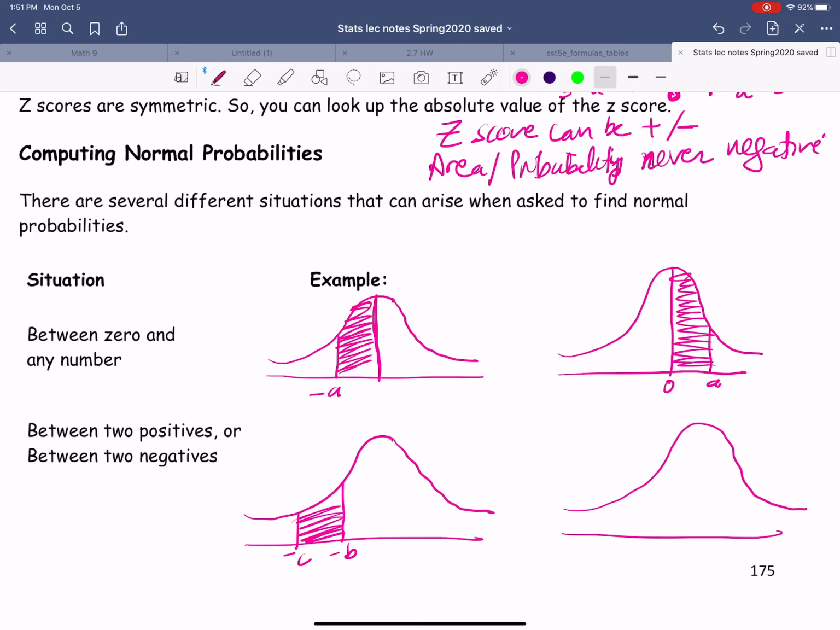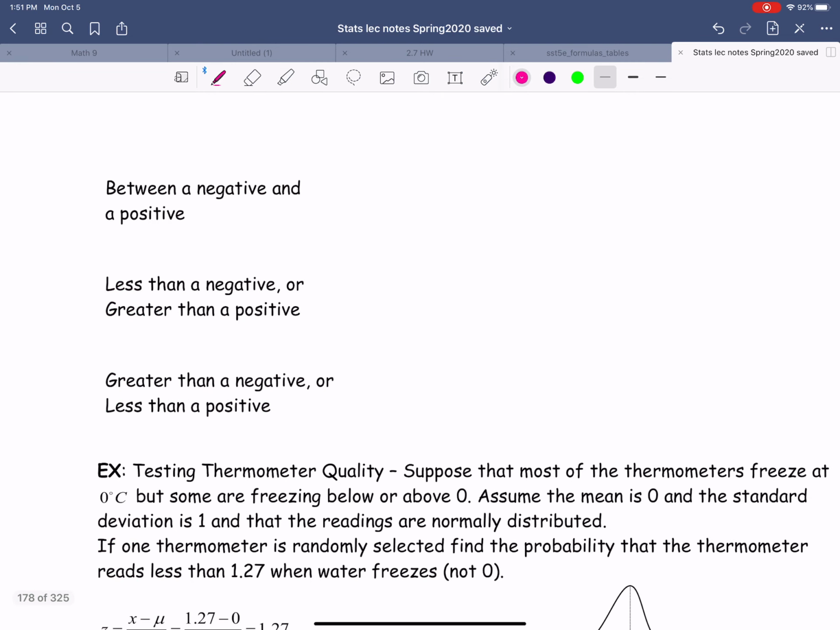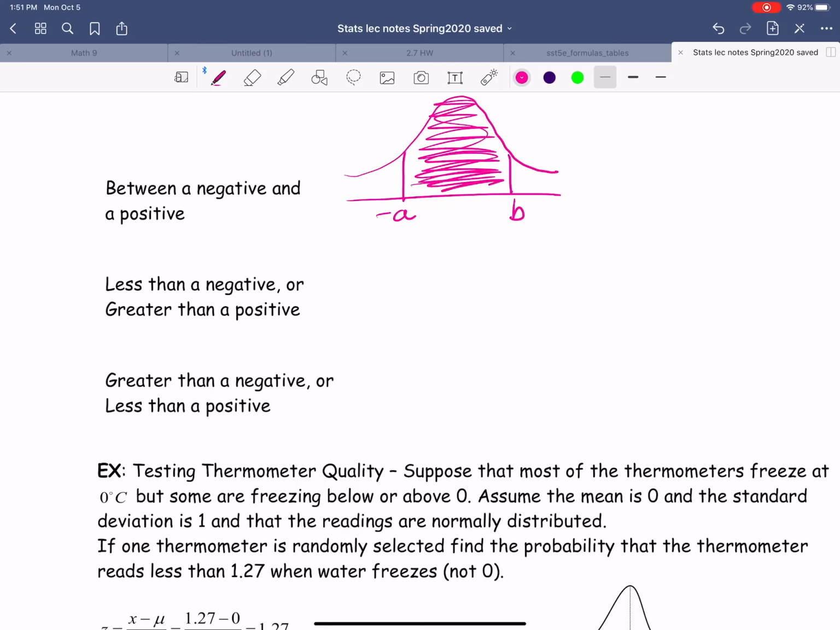This is the area you're looking for. Positive z-scores are above your mean. So between 2 positive z-scores, you could be looking at that region. Between a negative and a positive, we will actually tell you what z-score we are talking about. Negative z-scores are like here, and positive z-scores are like there. So you're looking for all this area in the middle.